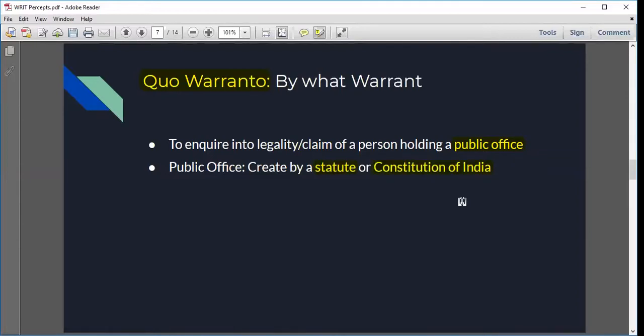So basically what you need to remember is that it is nothing but asking about the legality of the claim of a person who is holding a public office by a higher authority, which generally is a court. Okay. In case of Jammu and Kashmir, there is always a violation of fundamental rights.